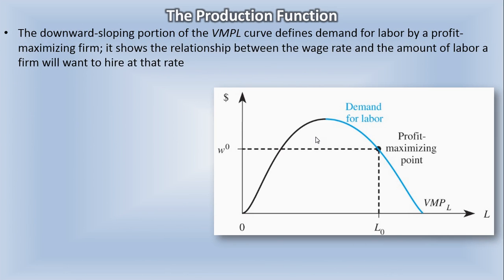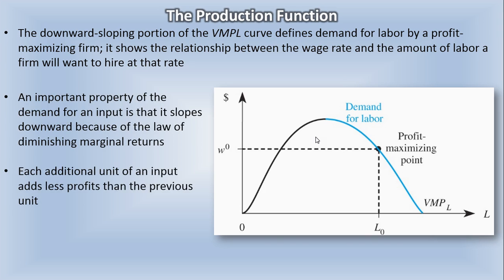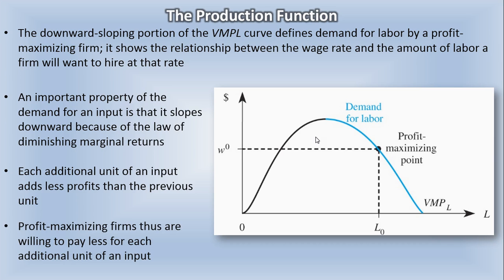All right, so the downward sloping portion of the value of the marginal product of labor defines demand for labor by the profit maximizing firm. It shows the relationship between the wage rate and the amount of labor a firm will want to hire at that rate. An important property of the demand for an input is that it slopes downward because of the law of diminishing marginal returns, as I already mentioned. Each additional unit of an input adds less profit than the previous unit. Profit maximizing firms, thus, are willing to pay less for each additional unit of an input along that range there.